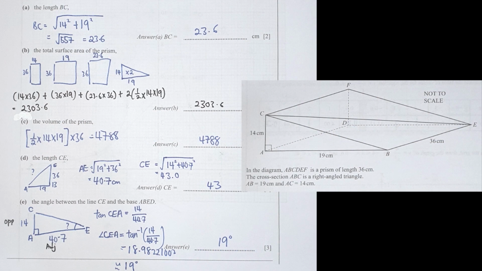Section 6, part A, find the length of BC. So this one is actually using Pythagoras theorem, as BC is the hypotenuse. So BC squared equals AC squared plus AB squared. So BC equals the square root of 14 squared plus 19 squared, where you get the result as 23.6.